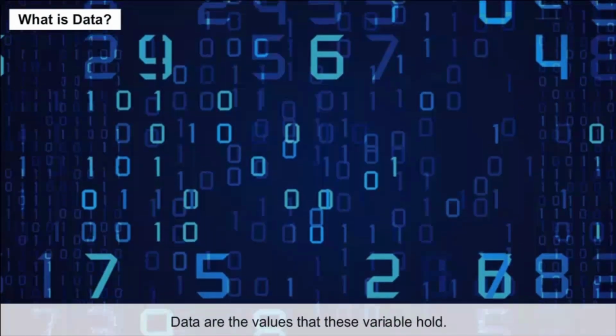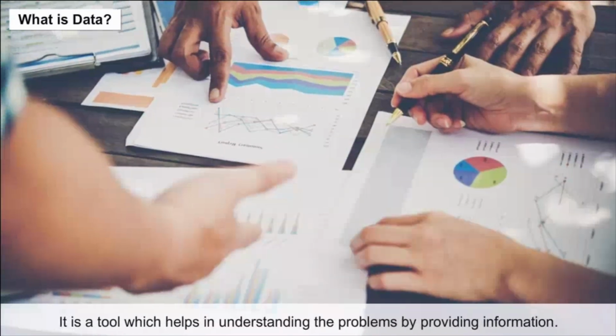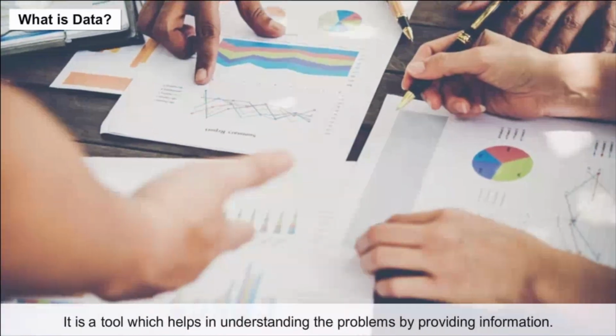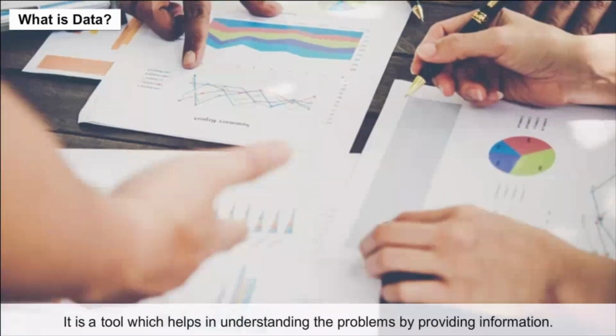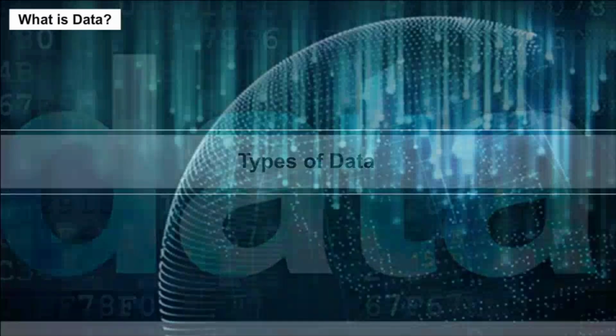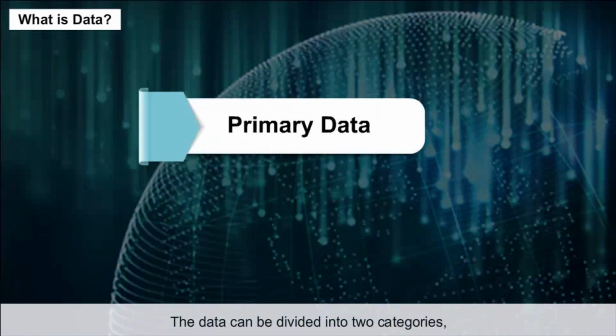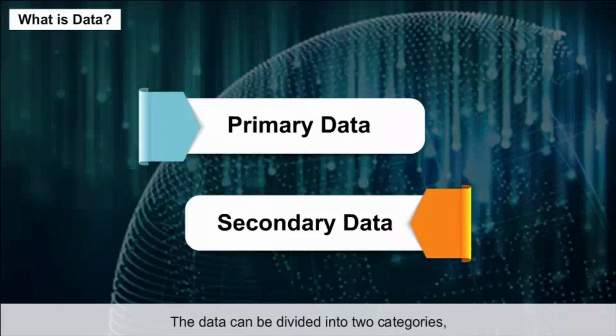What is data? Data are the values that these variables hold. It is a tool which helps in understanding problems by providing information. Types of data. The data can be divided into two categories: primary data and secondary data.